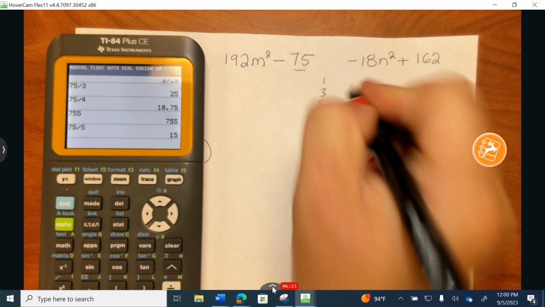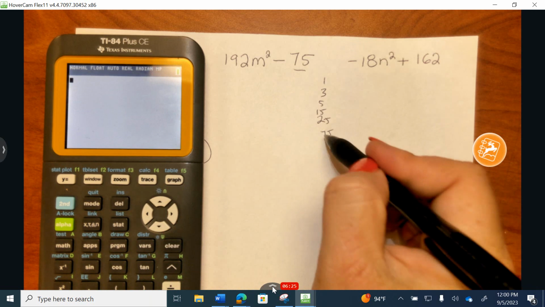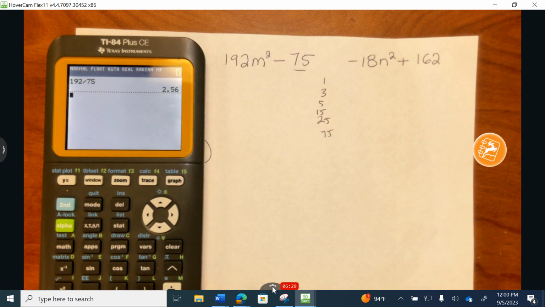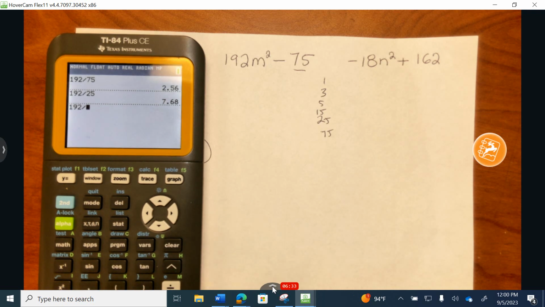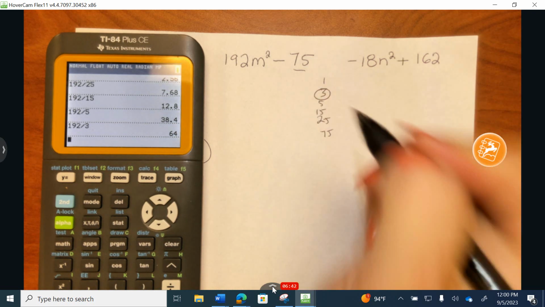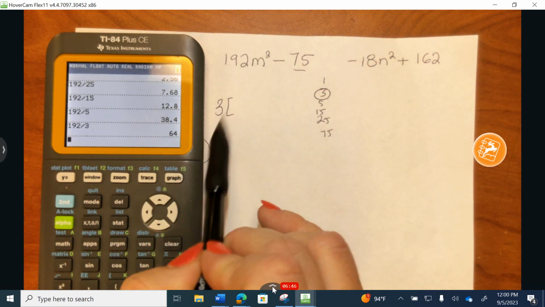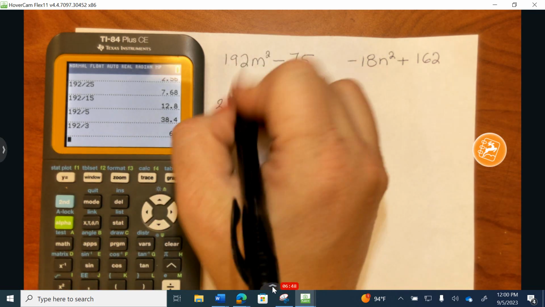Okay, so I'm going to try these numbers. I always start with the largest. So 192 divided by 75 does not work. 192 divided by 25, nope. 192 divided by 15 does not work. But when we divide it by 3, eventually we're going to see it does work. I can factor out a 3. So I'm going to factor out a 3. We can see 192 divided by 3 is 64.